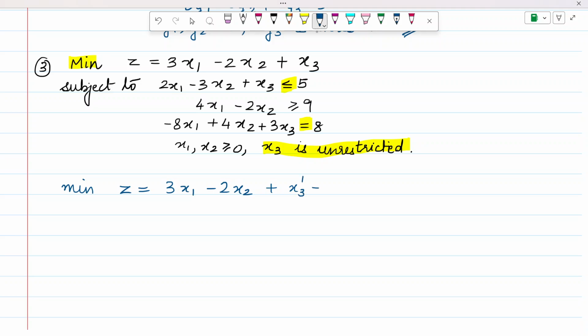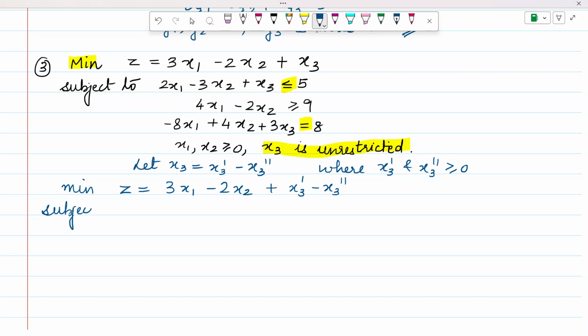This will be replaced by x3 prime minus x3 double prime, where we are assuming x3 to be x3 prime minus x3 double prime, where both x3 prime and x3 double prime are greater than or equal to 0. We would subject this to the first equation to be multiplied with negative for the less than or equal to condition. So negative 2x1 plus 3x2 negative x3, which gets replaced by x3 prime, and this will become positive, greater than or equal to negative 5.